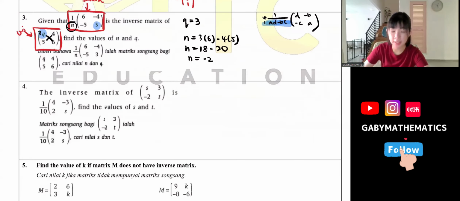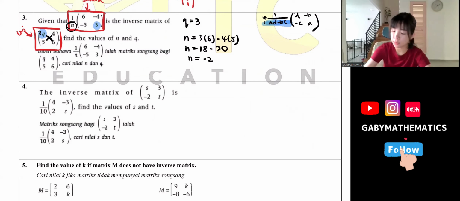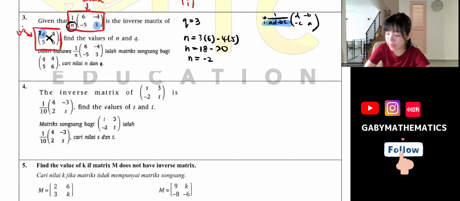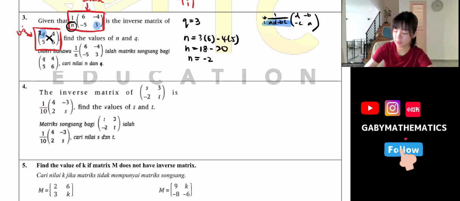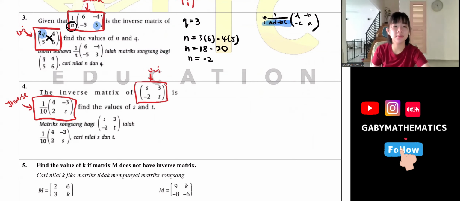Okay, number 4. The inverse matrix of this matrix is 1 over 10 times something. Make sure you can identify and differentiate which one is the inverse and which one is the original. When you see a fraction outside, it is definitely the inverse. It can't be the original. So if this is the inverse, then this one must be the original. Now, what is T?